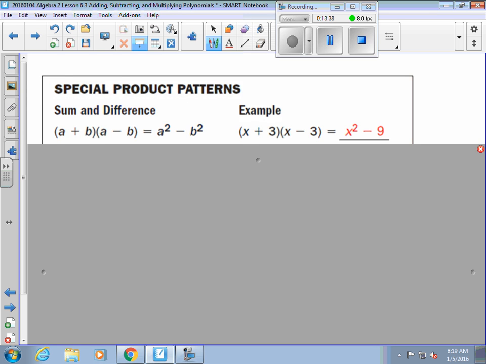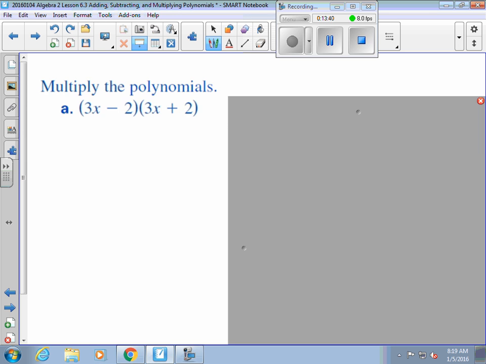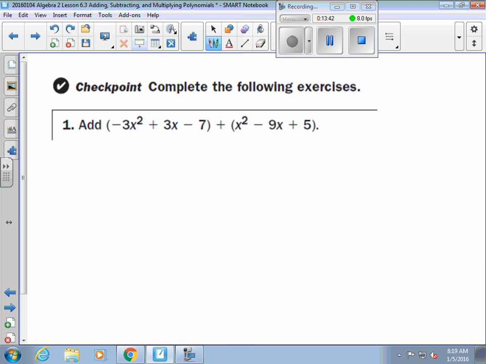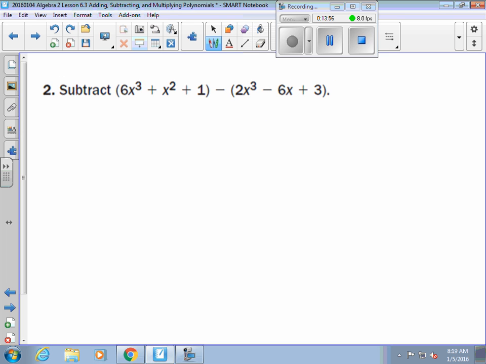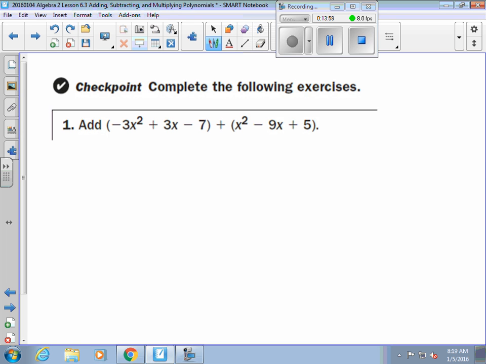Again, I want to skip special products. I don't think it's very useful. Let's take a look at your checkpoint problems. Adding these. Again, this is all stuff we did on the homework. It's just one more chance for you to practice right here. If you hadn't done this yet, go ahead and take 1 minute to do these. You could do 1 and 2 in the next minute, and then we'll go over both of those.